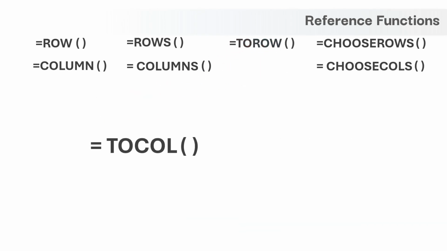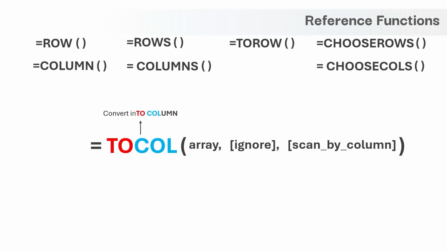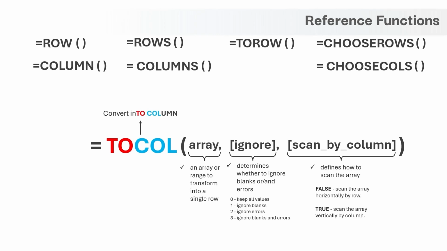The next function is TOCOL, which means to column, and it is the same as TOROW, just that it converts the input array into one single column. All arguments and their input values will remain the same.